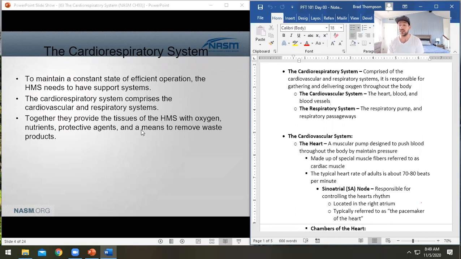Your cells can't survive without oxygen. They need oxygen in order to be able to survive. When your cells bring in oxygen, they spit out waste products in the form of what we call CO2.